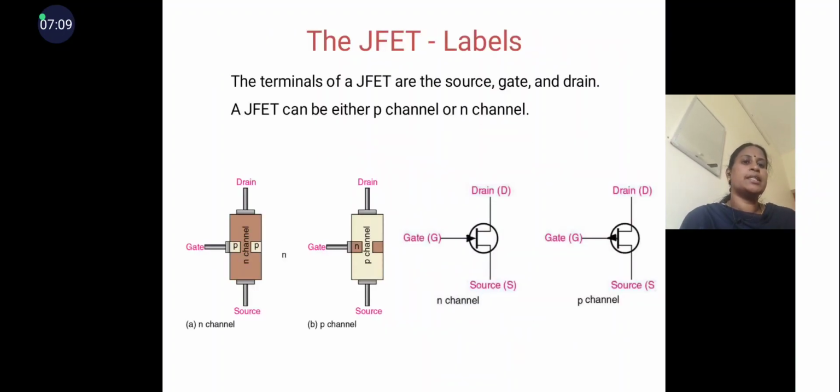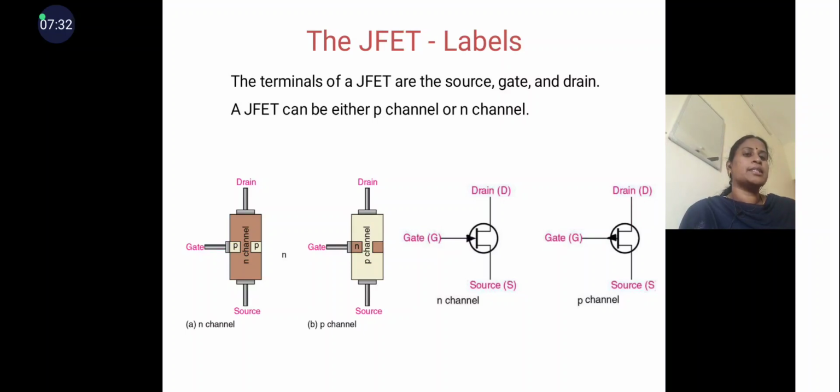And here we can see the labels of N channel and P channel JFET. So again I am repeating, JFET consists of three terminals: source, gate and drain. Depending upon the channel classification, it is classified into two categories. One is P channel and another one is N channel.